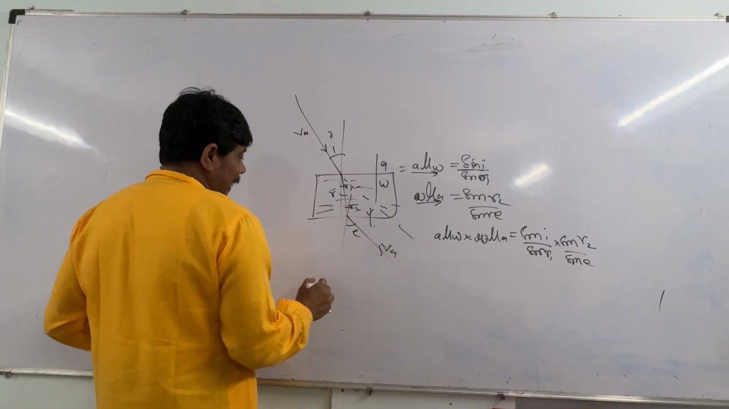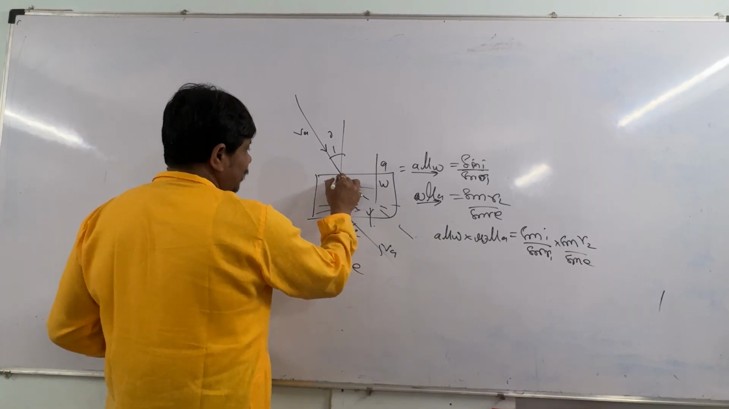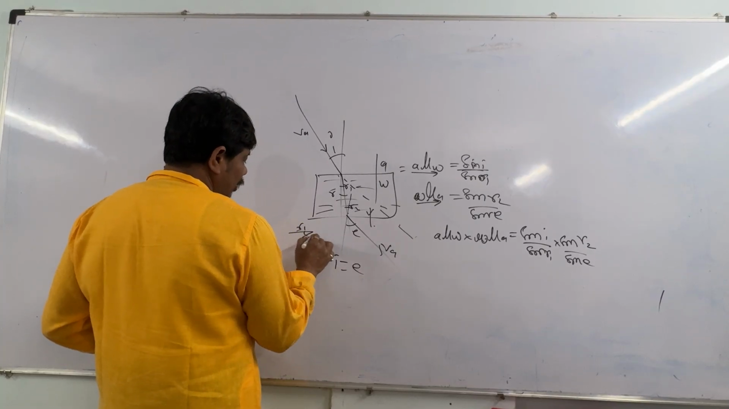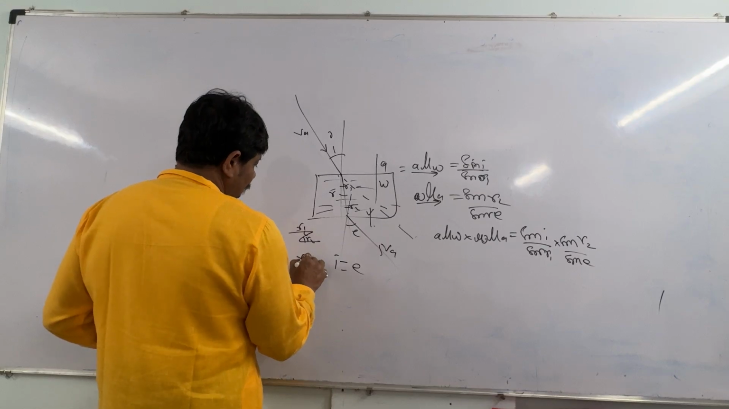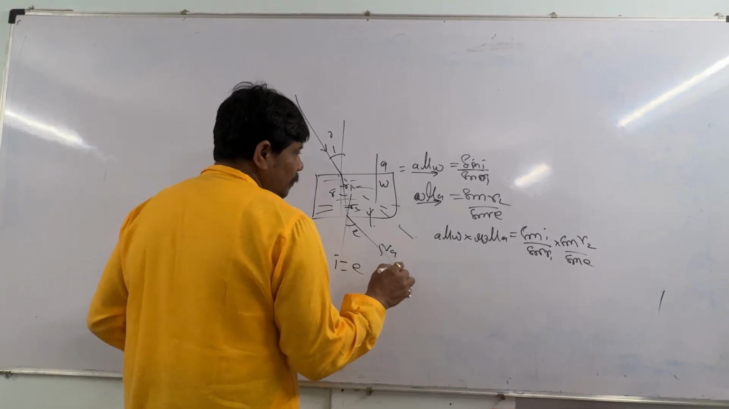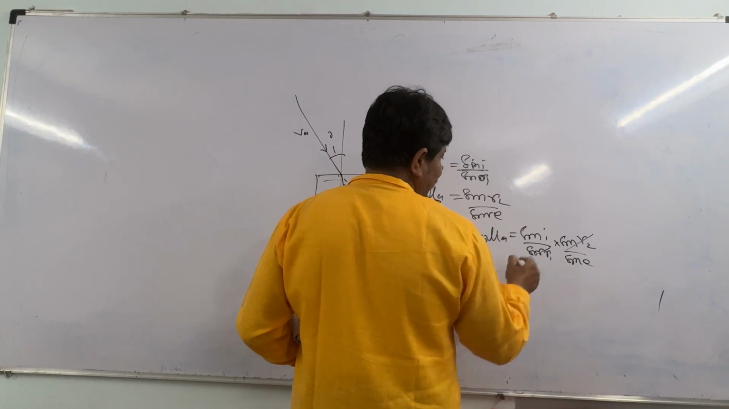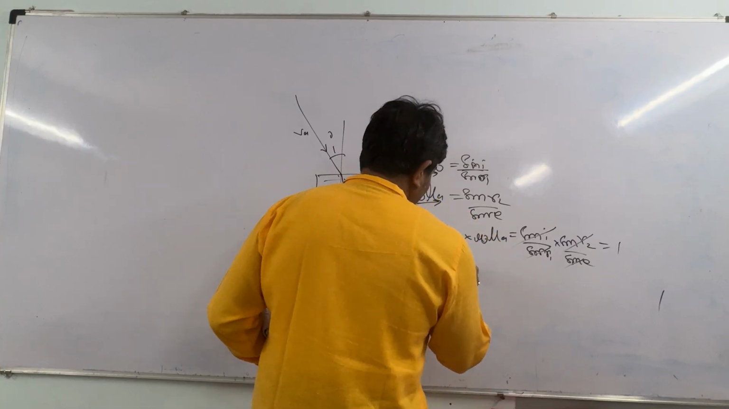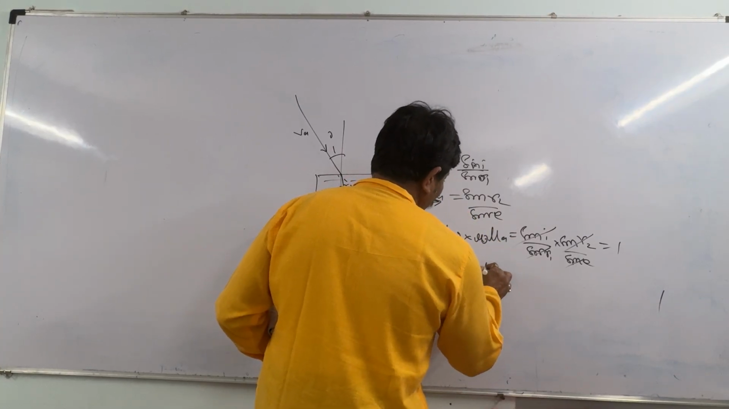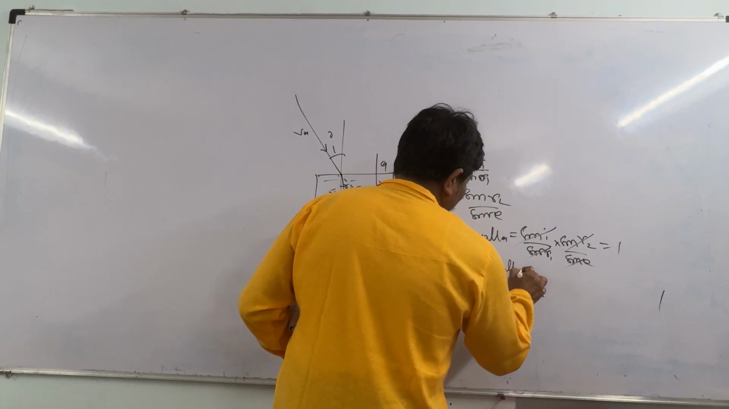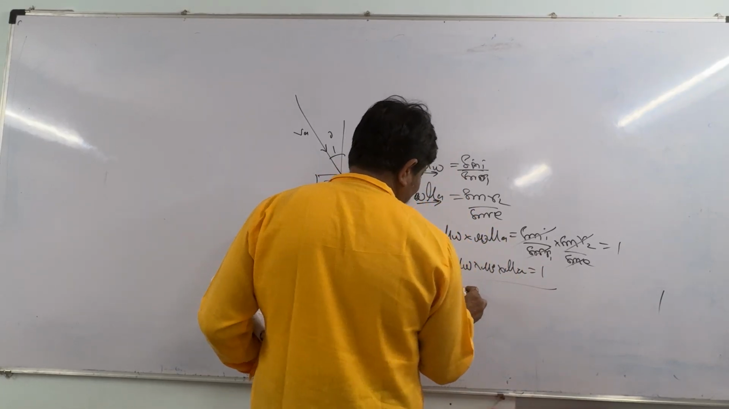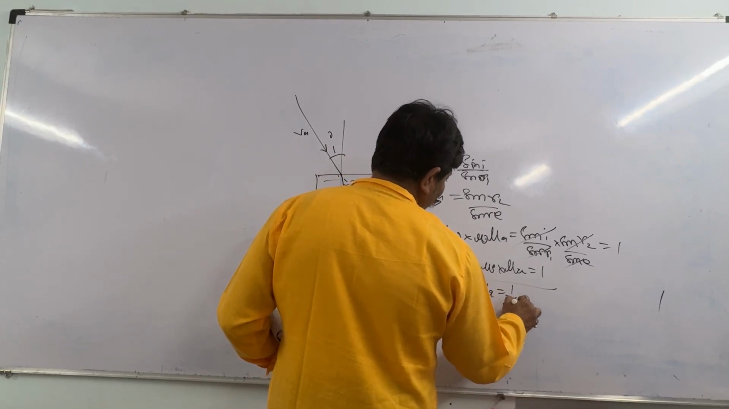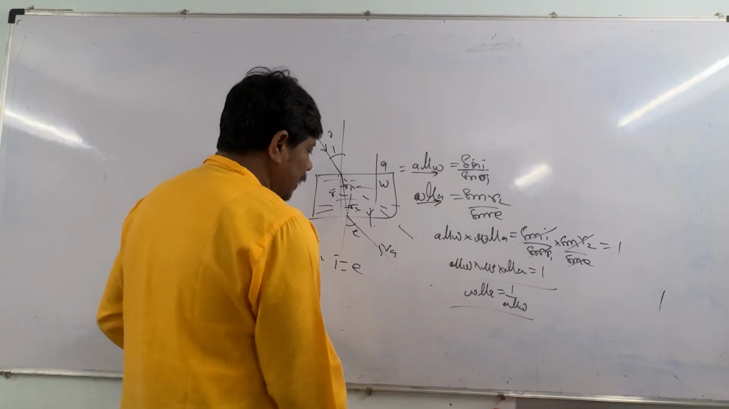Both have the same angle, which means I is equal to E, and R1 and R2 are alternate opposite angles. R1 is equal to R2, so both are the same. So R1 and R2 will cancel out and I is equal to E also cancels out. You will get the answer 1. A mu W into W mu A is equal to 1. Or you can say W mu A is equal to 1 upon A mu W. This is the relation.